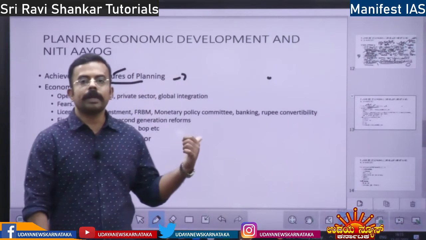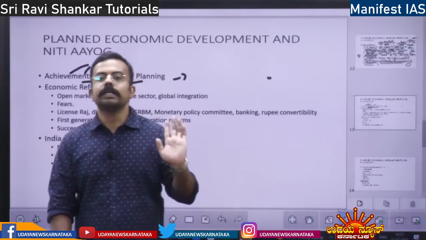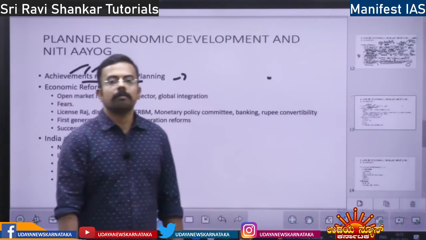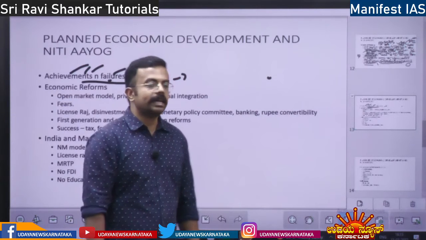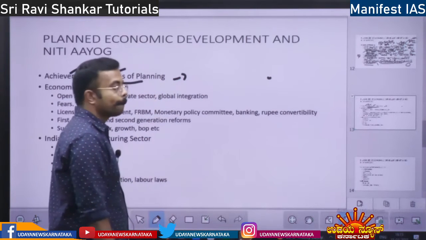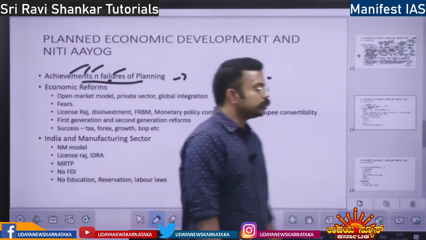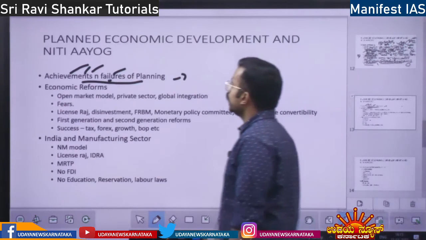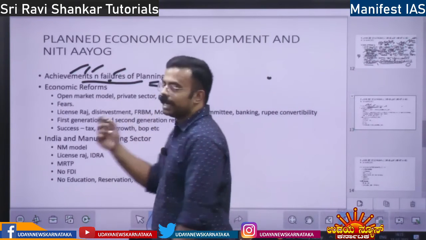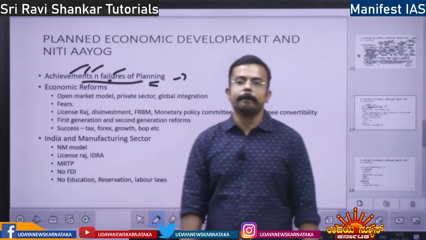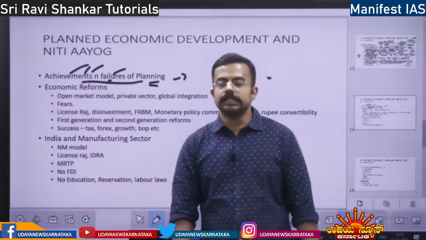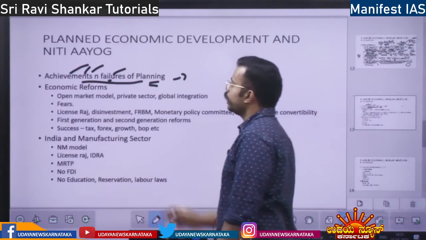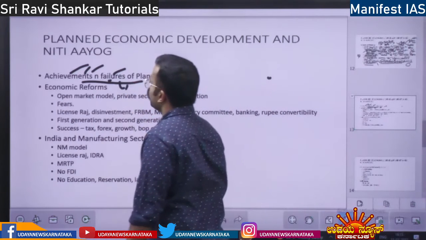Next, despite so many poverty programs, poverty is not eradicated. Poverty is still there, right? That is one failure. So all these things are the failures of planning, right? Even industry did not grow in a good way, right? All these things qualify to be called a failure of planning.